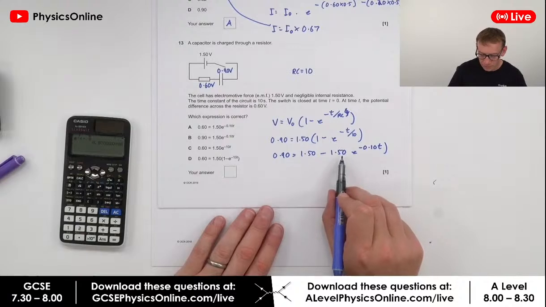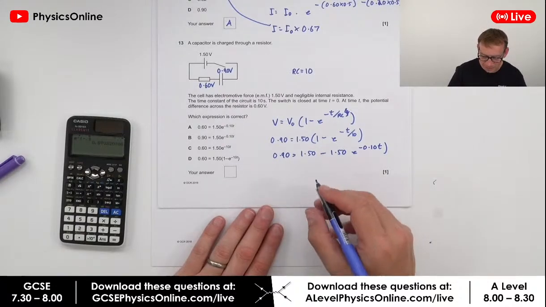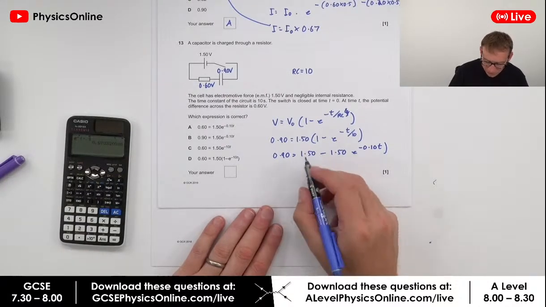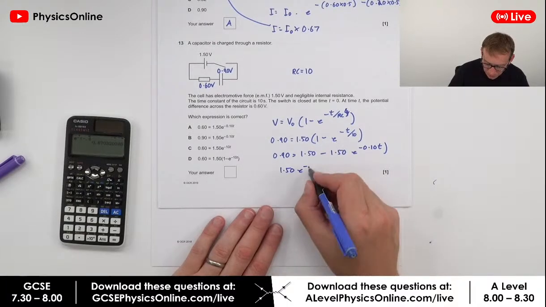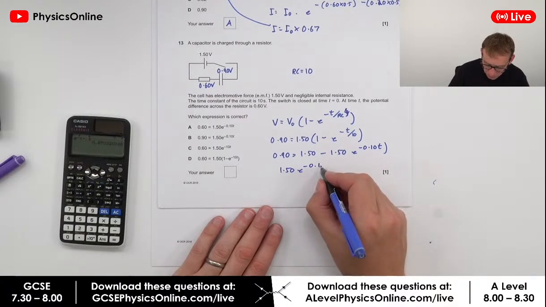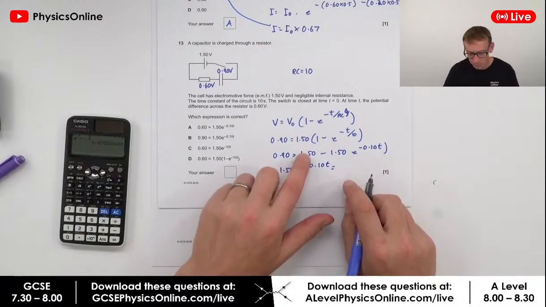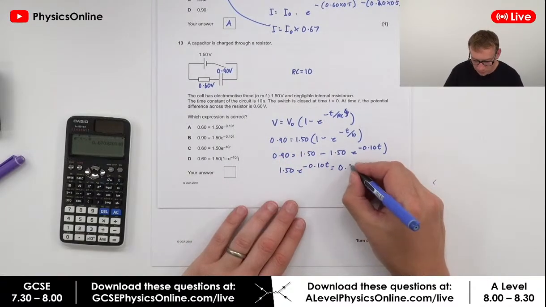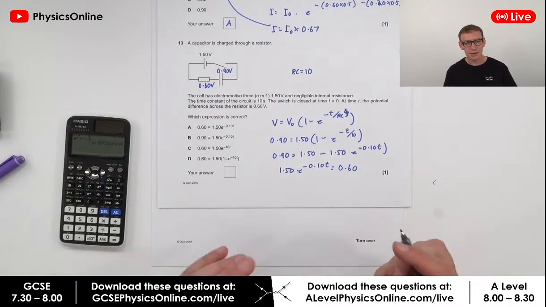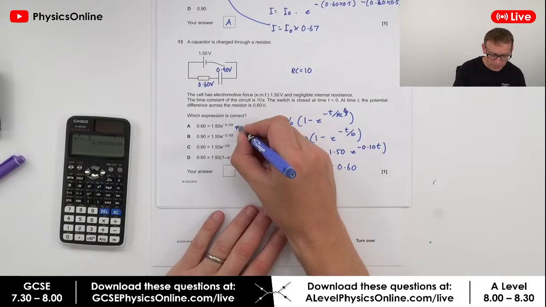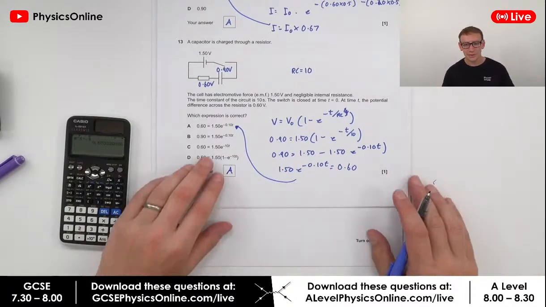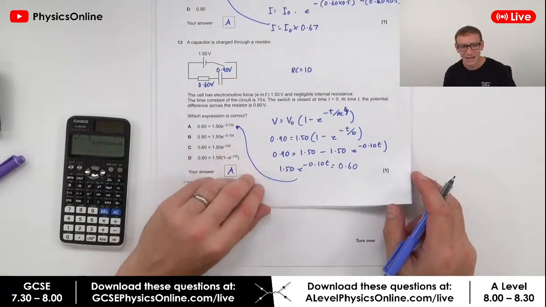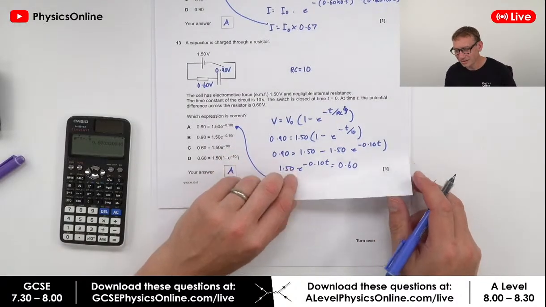And of course, if we bring this over to here and take that from there, we can say that 1.50 e to the minus 0.10 t is equal to 1.5 take away 0.9, which is 0.60. And that's why for this one, A is the correct answer. I thought that was quite tricky, but a beautiful question. Okay, look at that. Isn't that nice?